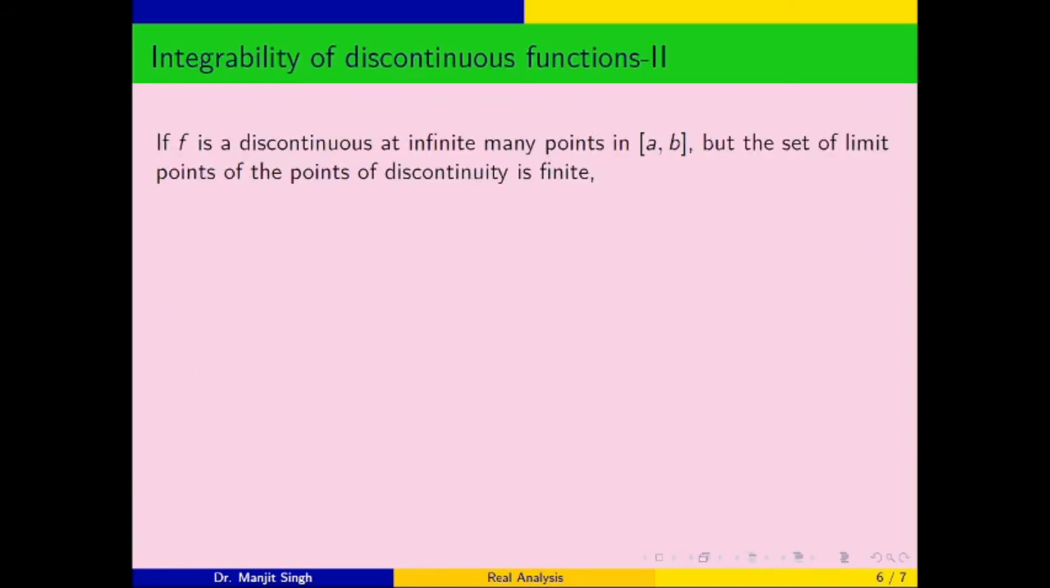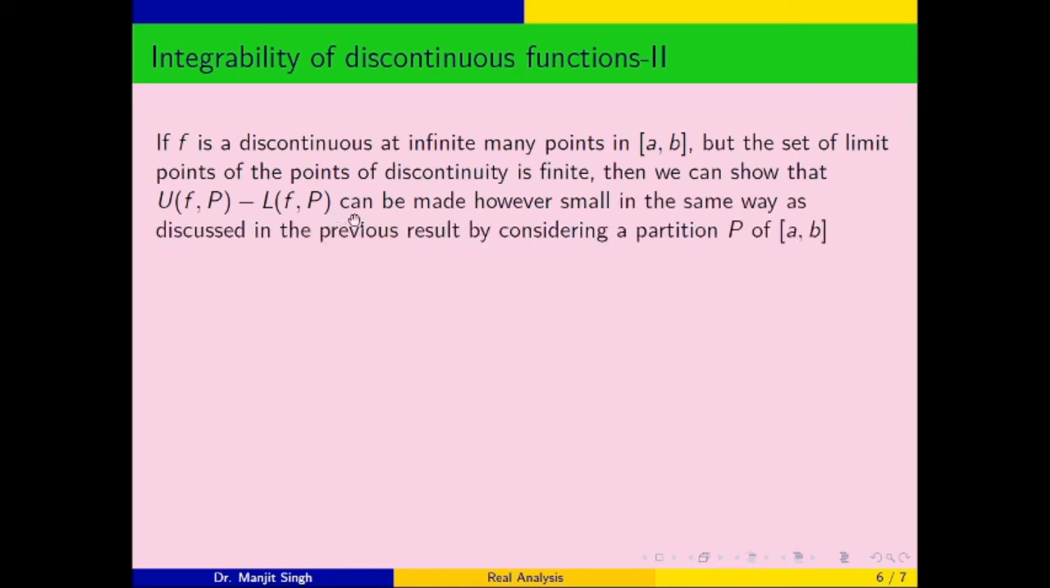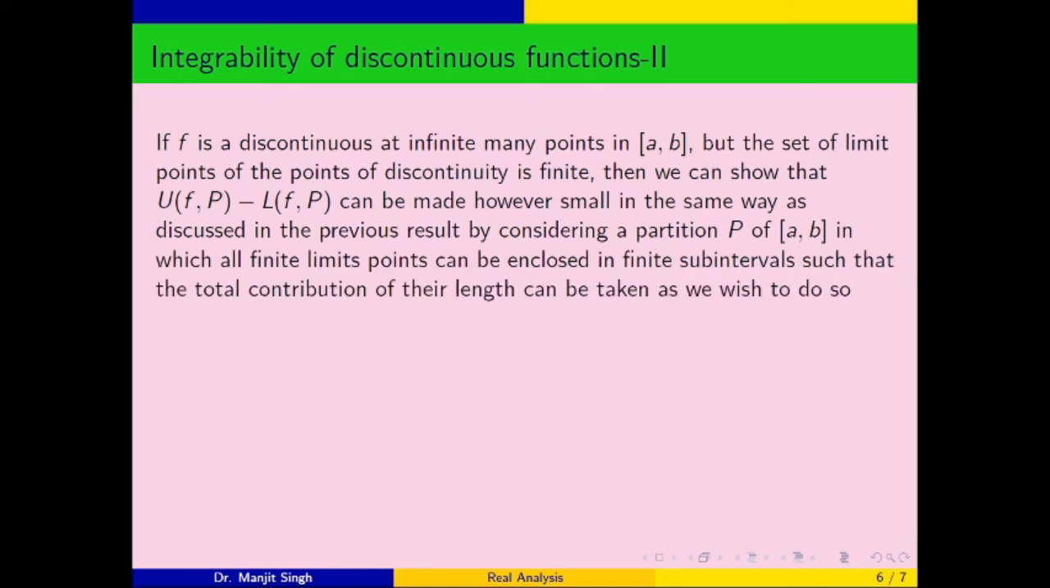Now what happens if the number of discontinuous points is infinite, but the set of limit points of the points of discontinuity is finite? Then we can show that we will still prove that the difference of upper sum minus lower sum can be made however small, in the same way as discussed in the previous result, by considering a partition P in [a,b] with a finite number of limit points enclosed in finite subintervals. In the previous result we enclosed points of discontinuity. Now we are enclosing the finite limit points.